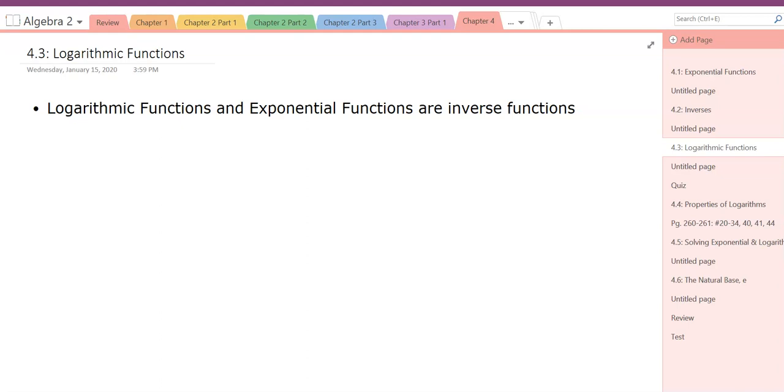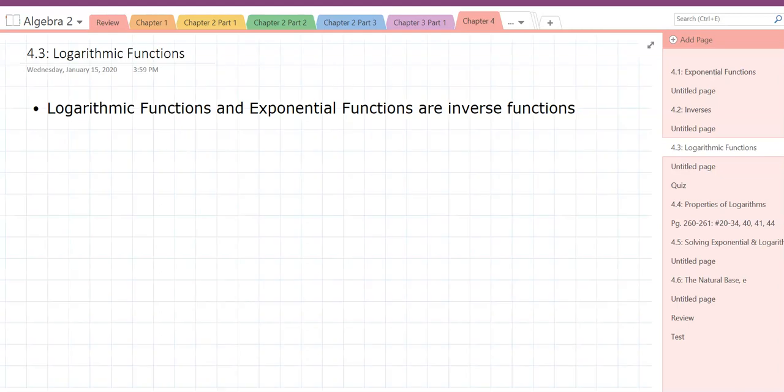So logarithmic functions and exponential functions are considered inverse functions of each other. We talked about inverse functions last section, where you're reflecting over the line y equals x. When we did our exponential functions in section 1, those are the ones that go straight up or come down, like they have that trend to them. The log function is when you take that and reflect it over that same line, y equals x. So on a graph, here's what it would look like.